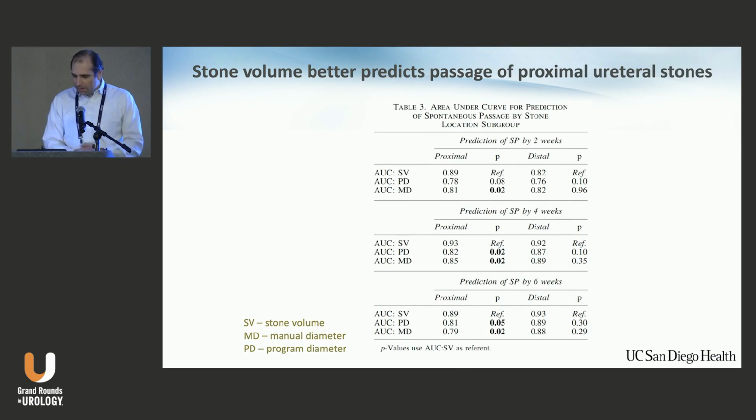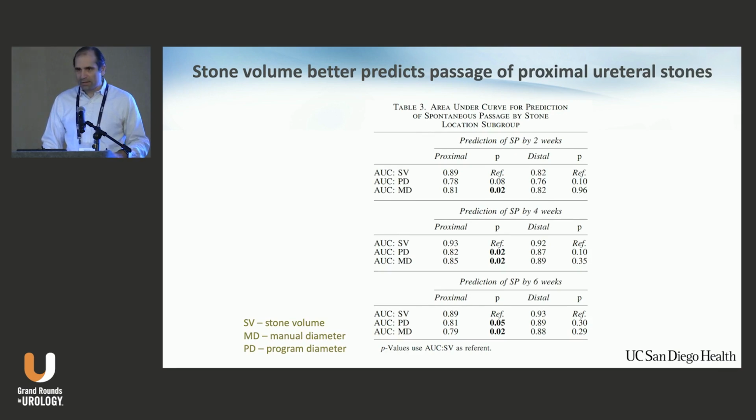So interestingly then, if we looked at the subgroups of proximal versus distal, you can see that the stone volume was really a better predictor for stones that were in the proximal ureter, and that was at 4 weeks or 6 weeks, when compared to just linear dimensions. And so we hypothesized, because we saw that the larger stones tended to be located in the proximal ureter in the non-passed group, we thought maybe there's an issue with size here.